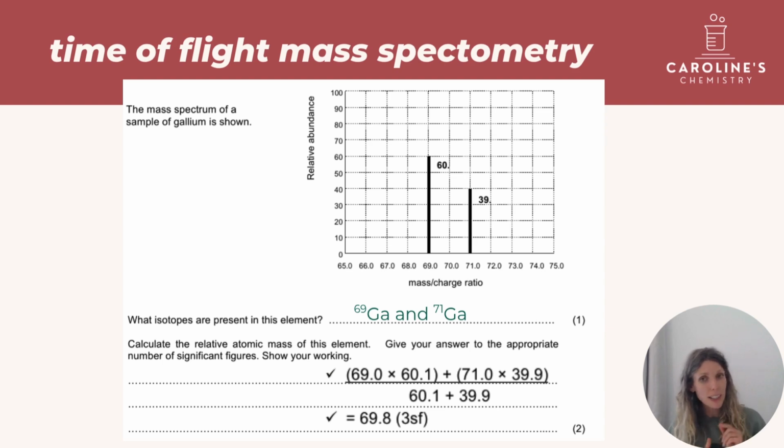But the question does say, give your answer to the appropriate number of significant figures. And you might be thinking, why is it 3 sig figs? Because it's not always 3 sig figs. The clue comes from the question. We have to look at the data we are working with. So the data you can see there, those mass to charge ratios are given as 69.0, 71.0. That 0.0 counts as a significant figure, and that's why it's 3 significant figs.